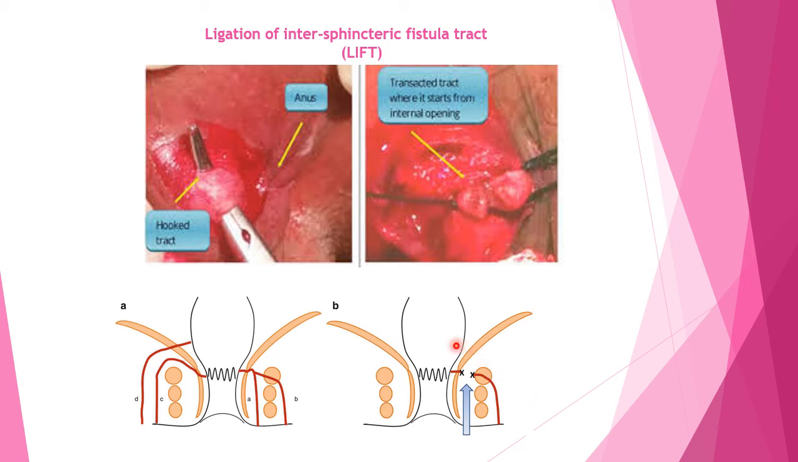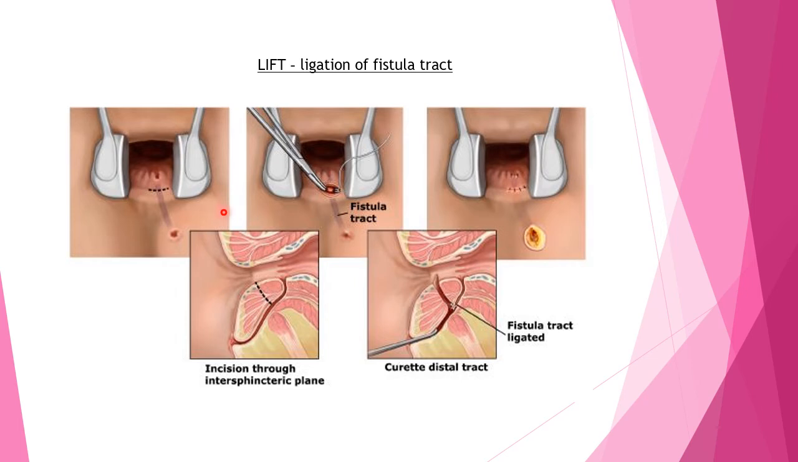Okay, this diagram shows you a normal one with the fistula tract here. So you pass the probe here, you open, expose the sphincter in the intersphincteric region, and then tie up the inner opening and the external opening, and then you excise the tract between the ligations. This is how a LIFT is performed.